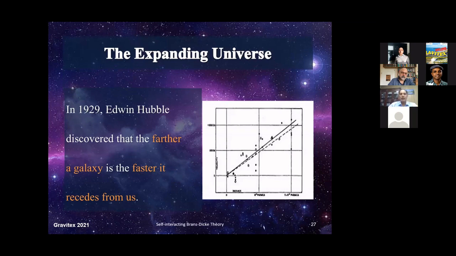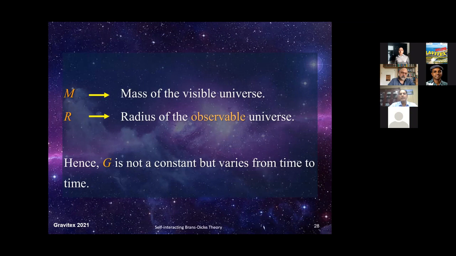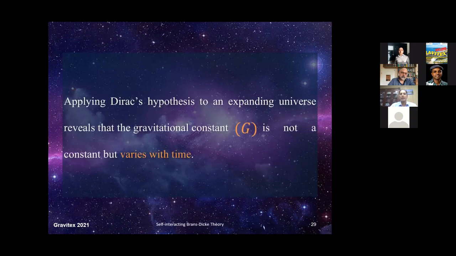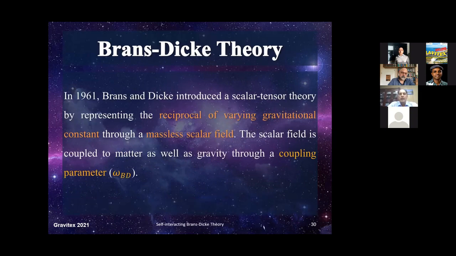Now, the very well-known Hubble law says that the farther a galaxy is, the faster it recedes from us. So this shows that the universe is expanding. This means the mass of the visible universe increases. This leads to the gravitational constant not being in fact constant, but varying with respect to time. So applying Dirac's hypothesis to an expanding universe, we obtain that the gravitational constant is not a constant, but varies with time. In 1961, Brans and Dicke introduced a scalar-tensor theory by representing the reciprocal of the varying gravitational constant through a massless scalar field. The scalar field is coupled to matter as well as gravity through a coupling parameter omega.